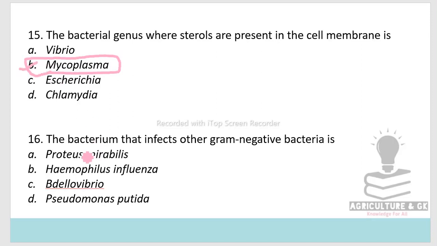Now moving next, the bacterium that infects other gram-negative bacteria is Proteus mirabilis, Haemophilus influenzae, Bdellovibrio, Pseudomonas putida. So, which one of these bacteria infects other gram-negative bacteria? It is option C, Bdellovibrio. So our answer is option C.